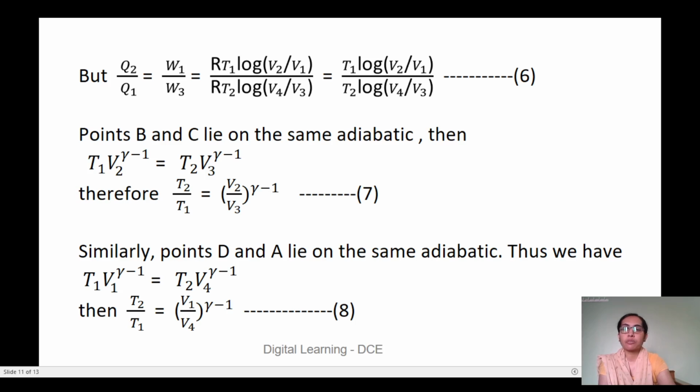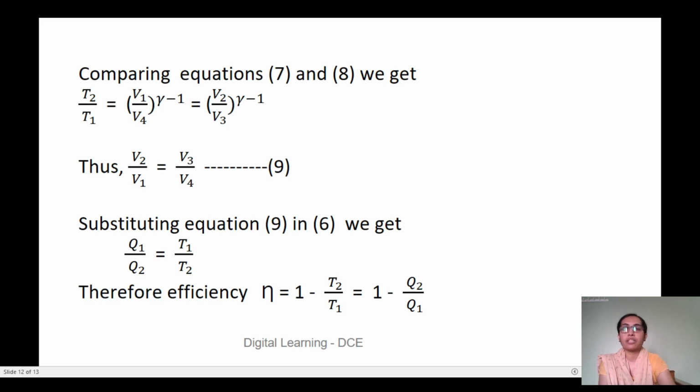By using that expression we can write T1 V2 to the power of gamma minus 1 equals T2 V3 to the power of gamma minus 1, or simplifying we have T2 by T1 will be equal to V2 by V3 whole to the power of gamma minus 1. Similarly, the points D and A lie on the same adiabatic. So thus we have T2 by T1 will be equal to V1 by V4 whole to the power of gamma minus 1. Now comparing equations 7 and 8.